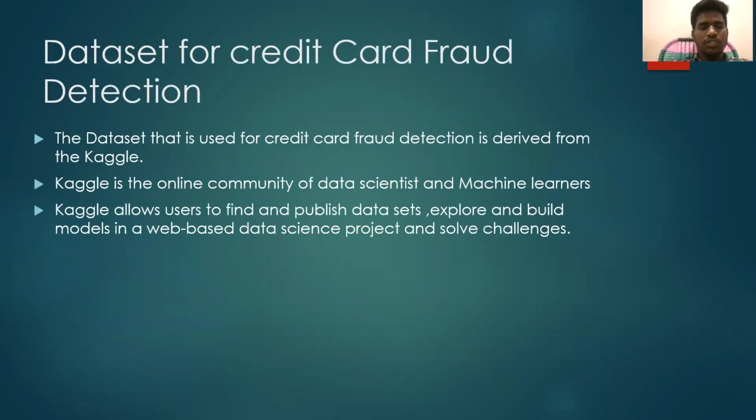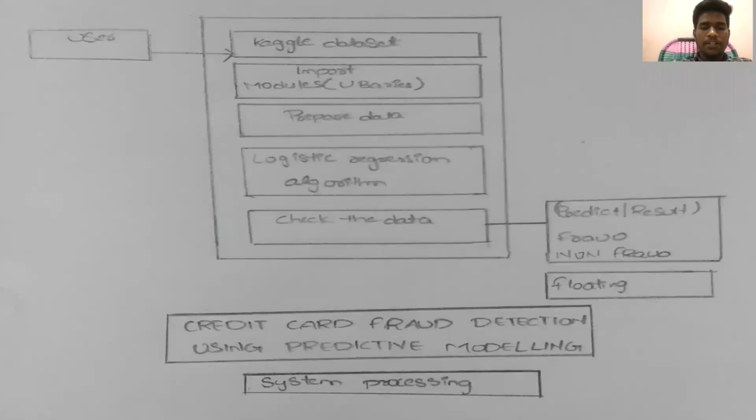It will detect fraud in the data set for credit card fraud detection. The data set used for credit card data is derived from Kaggle. Kaggle is an online community of data scientists and machine learners. Kaggle allows users to find and publish data sets, explore and build models in a web-based data science environment, and solve challenges. Here there is a flowchart.